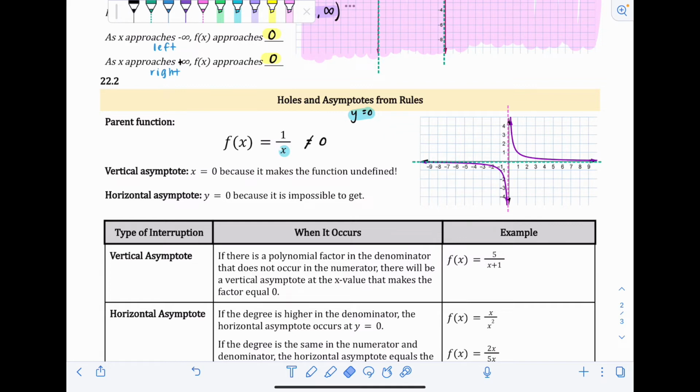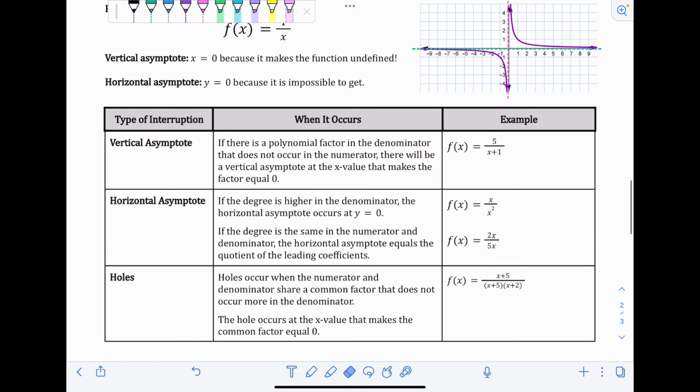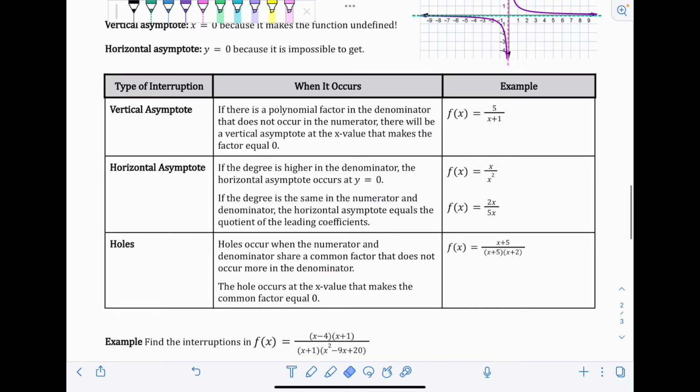Okay, so that's just for the parent function in general. That's kind of where they start. And then there are some different rules that we can use in order to find the asymptotes of more complex functions. Okay, so this table is super, super important. If you can't print it, definitely write it. If for whatever reason you can't write it, definitely take a picture of it and save it to favorites or something. So there are 3 different types of interruptions: vertical asymptote, horizontal, and holes.